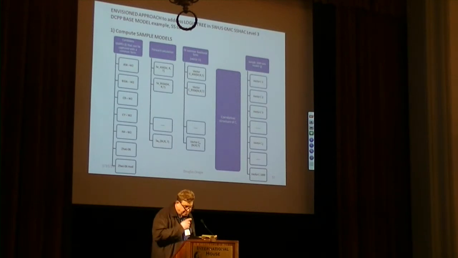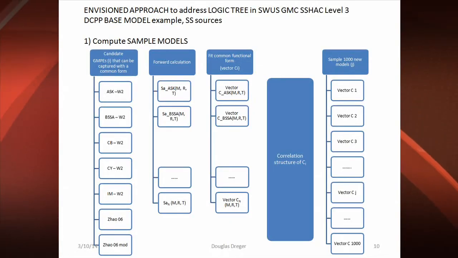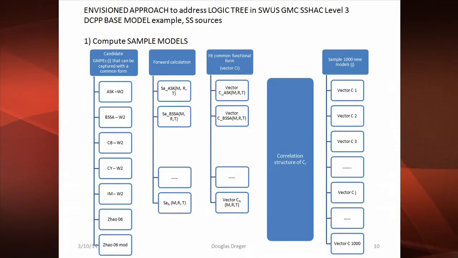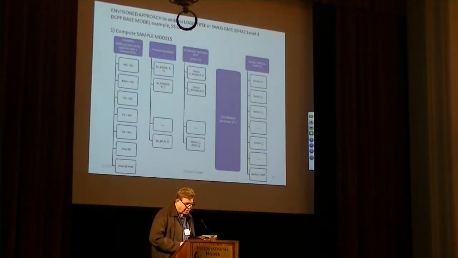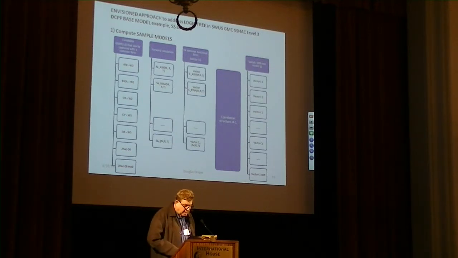Okay, so this is the basic idea. On the left hand, we start with candidate GMPEs. Our discussion centered around how appropriate different models might be, and the additional data sets that they bring to the overall characterization. So we may start with a set of 6 or 7 GMPEs that can be captured with a common form.